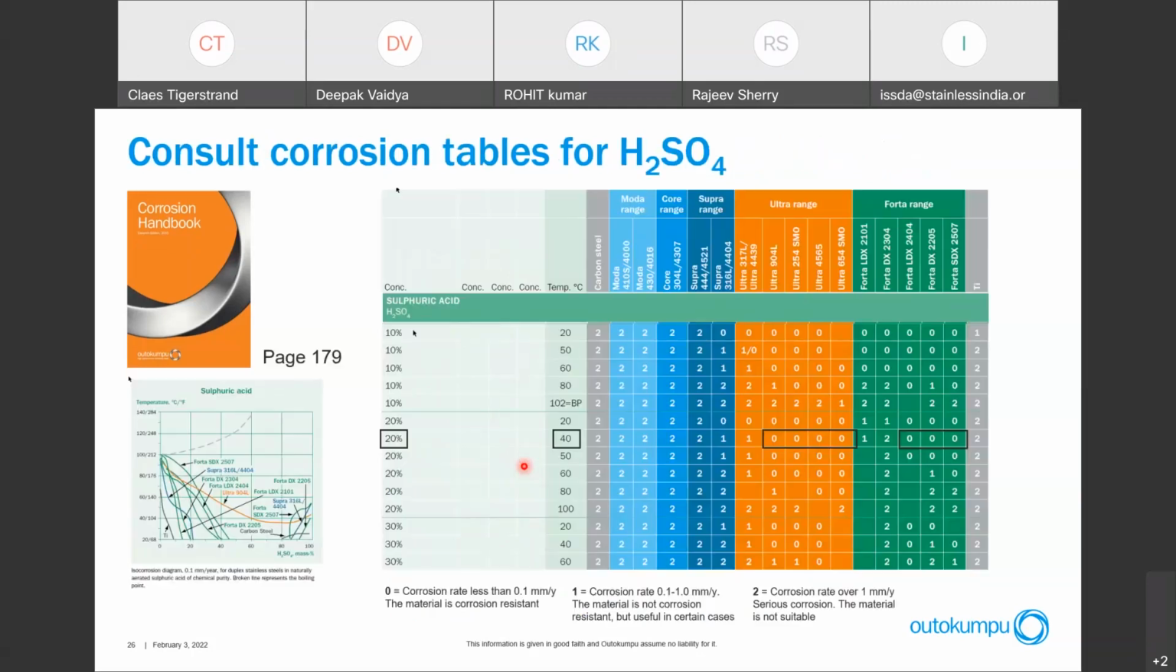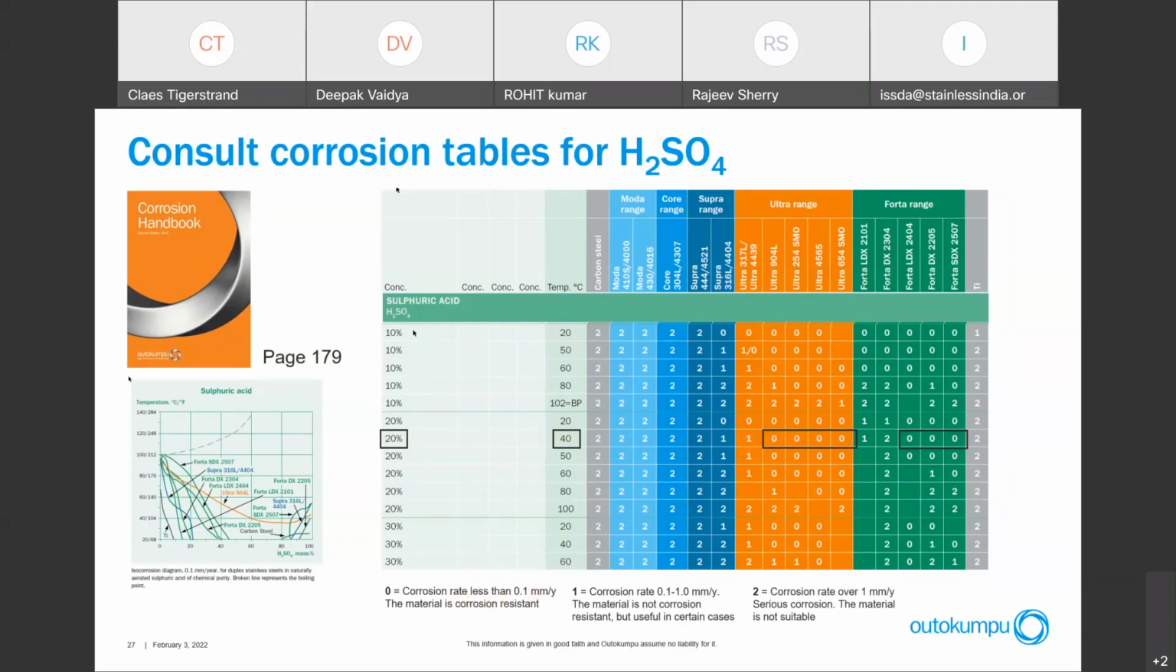Okay. In this handbook, you can also look into the table. So you have the isocorrosion diagram, but you can also look into this table. So we consider the same 20% sulfuric acid, 40 degrees C. And what you see here indicated by a figure, if you have a 0 here, it indicates that the corrosion rate is less than 0.1 millimeter per year. So that is what we should look for.